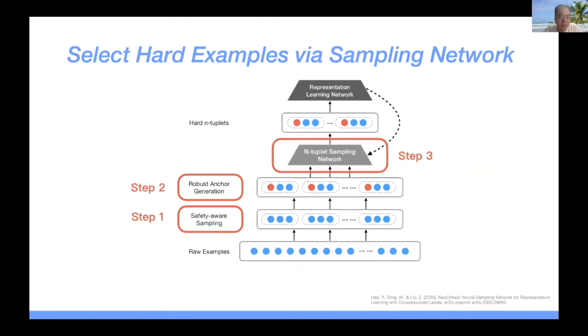Besides the hard example mining strategy, we can also use a sampling network to select examples before grouping. This work is called hard example mining with a sampling network. It has 3 steps. In step 1, we decide if an example is a safe one, based on its cross-source labels and embeddings in the latent space. In step two, we generate a robust anchor for each group. And finally, in step three, we utilize a sampling network to help us select hard examples from all the possible training groups. I will talk about them in detail later.